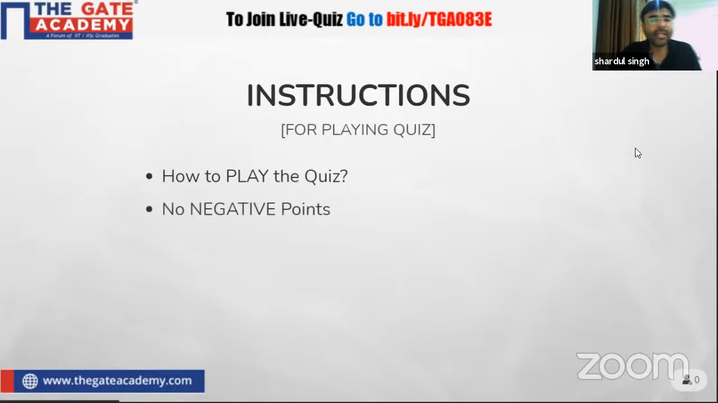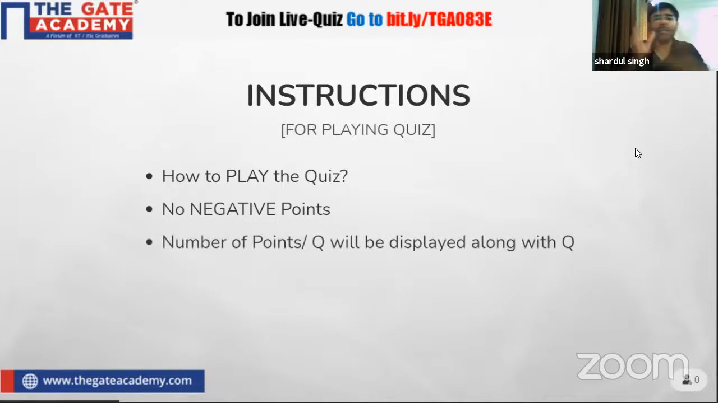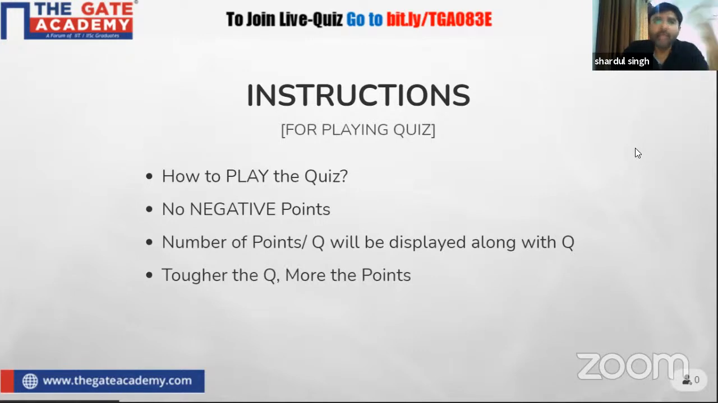The second thing is there will be no negative points in any of the questions. The third one is the number of points per question will be displayed along with the question itself. When you see a question on your screen, the points assigned to that particular question will be seen in front of that question also. The next thing, tougher the question, more will be the points. We'll be dealing with some questions. Some might be easy, and some might be a little bit tougher. So the tougher the question, the more points you will get from it.